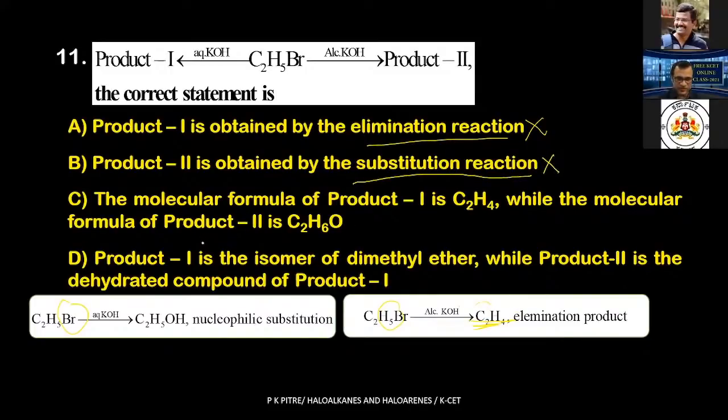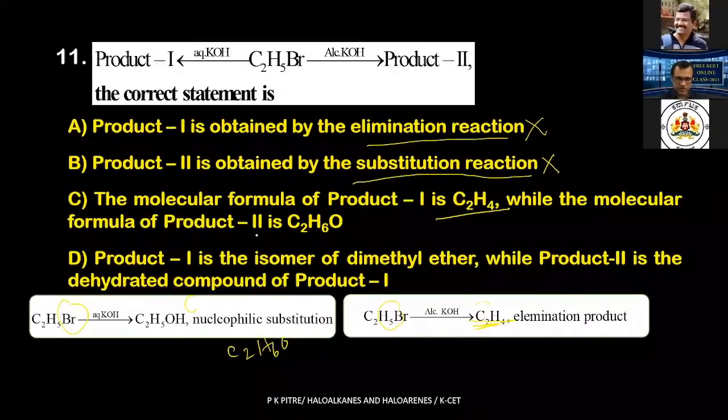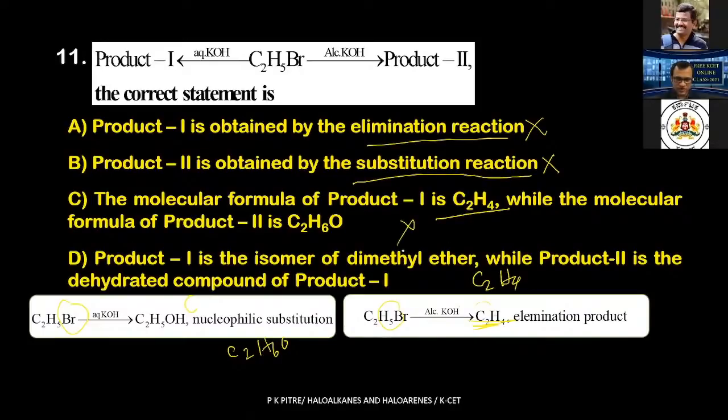Let us look into our third one. The molecular formula of product 1 is C2H4. Is it C2H4? No. If I sum up, it should become C2H6O: 2 carbon atoms, 5 plus 1, 6 hydrogen atoms and 1 oxygen. What about the second part? Product 2 is C2H6O. Is it? No, it is C2H4. So this is not our option. Obviously, the fourth one remains.